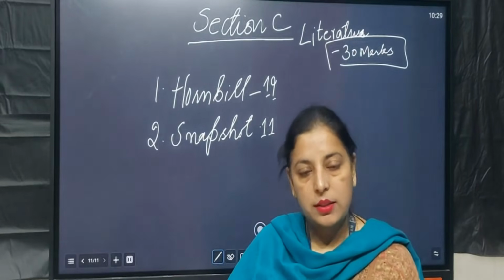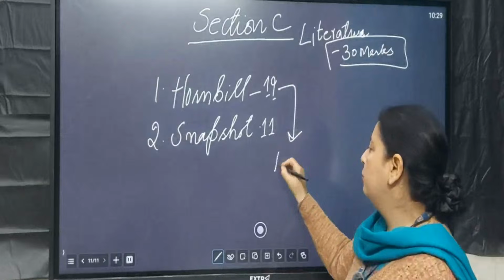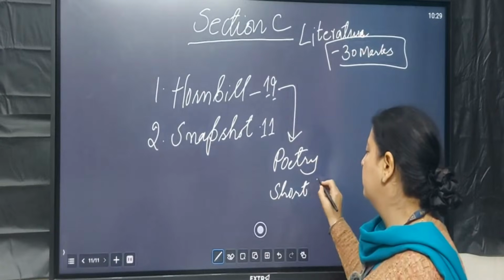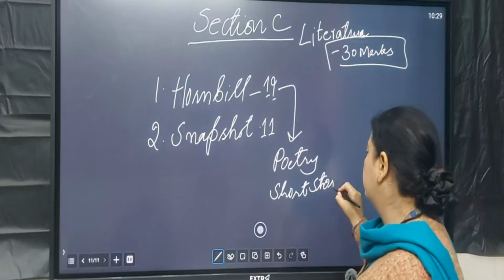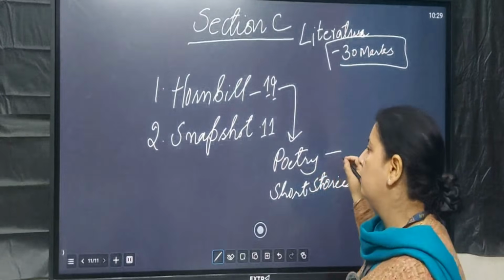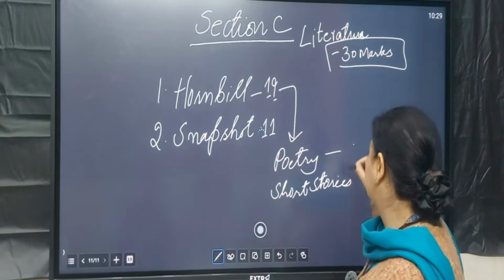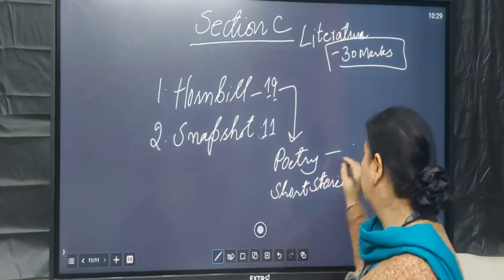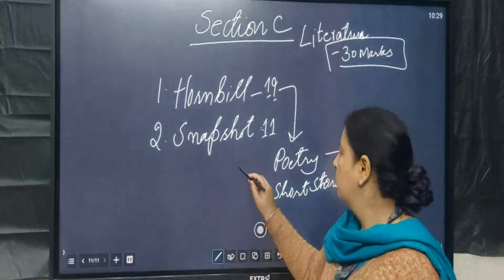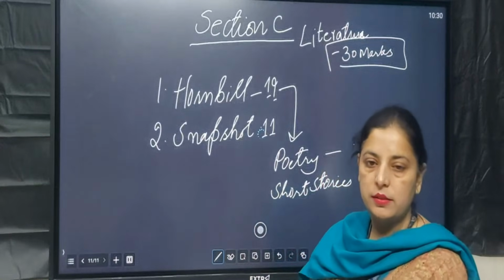So let us further divide this marks division. It includes poetry and short stories. Poetry is of 10 marks.